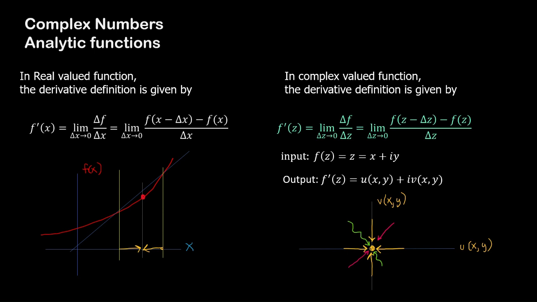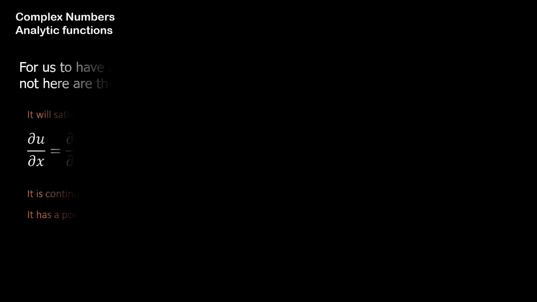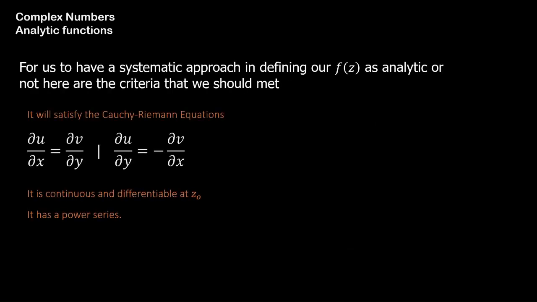For us to have a systematic approach in determining whether our f(z) is analytic or not, here are the criteria that we should meet. First, it will satisfy the Cauchy-Riemann equations. Given that the partial derivative of u with respect to x should be equal to the partial derivative of v with respect to y, as well as the partial derivative of u with respect to y is equal to the negative partial derivative of v with respect to x. Next, it is continuous and differentiable at say z0. Next, it should have a power series.